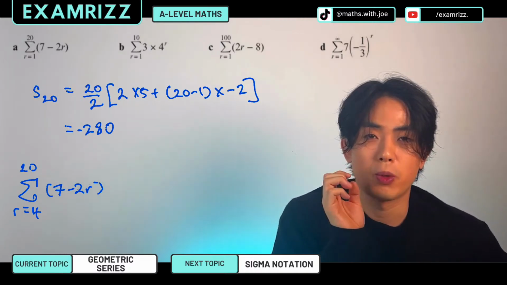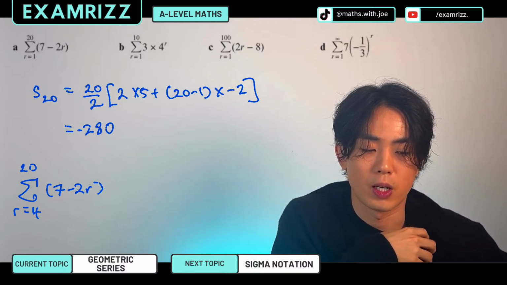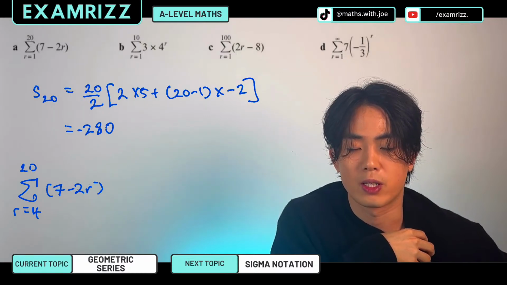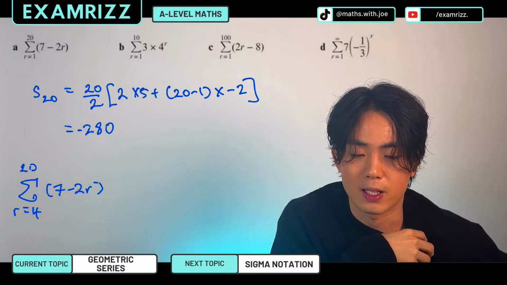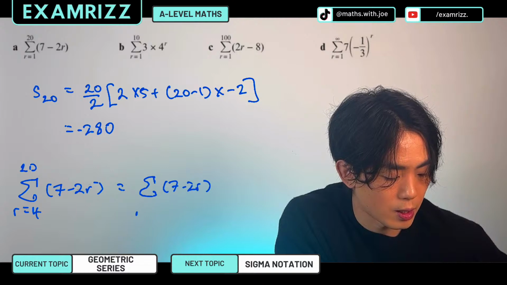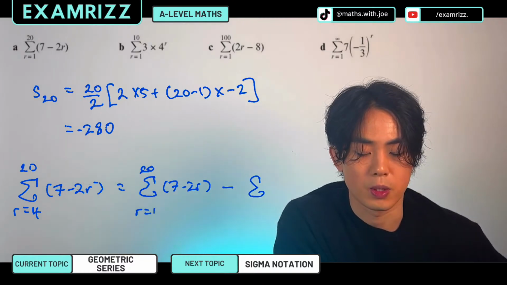Now, whenever it doesn't start with r is 1, plugging into the summation formula we learned earlier is not going to give you the correct answer, okay? Because it only works when it does start with r is 1. So we need to manipulate this slightly. What I'm going to do is say this is equal to the sum of 7 minus 2r from r is 1 to 20. And I'm going to subtract certain terms, okay?